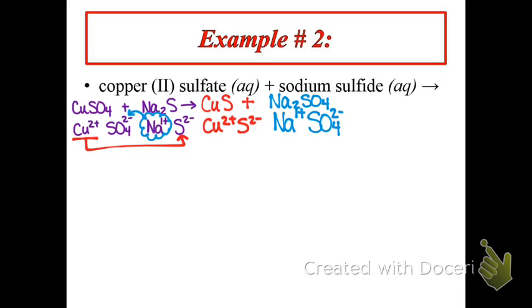Now this equation will need some balancing, I believe. Let's see. Cu, good. SO4, good. Na, good. Oh, I lied. Sorry. We are balanced. Okay. So now all we have to do is check for solubility. So CuS, so copper and sulfide. That's a solid.